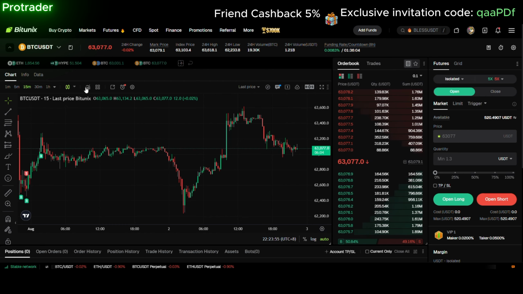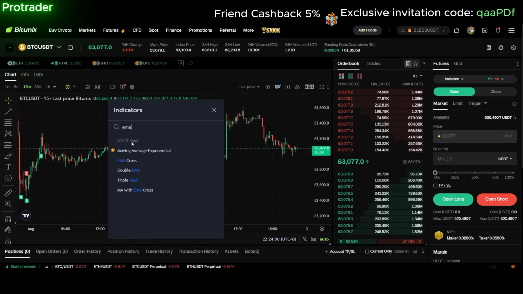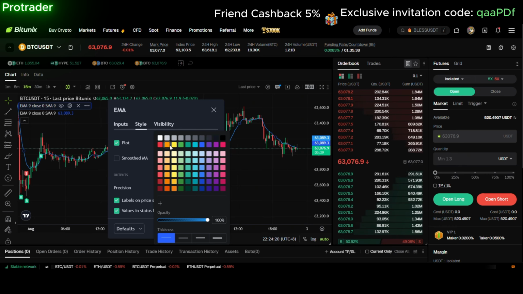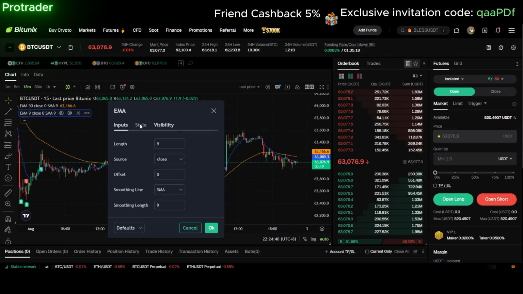To add the EMA indicator on Bitunix, click on the indicator menu on your chart. Search for Exponential Moving Average and add it twice. Go to Settings and set one line to 50 for medium-term momentum. And the other to 200 for the long-term trend.